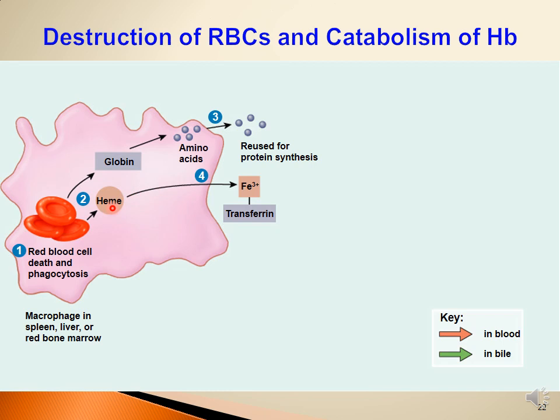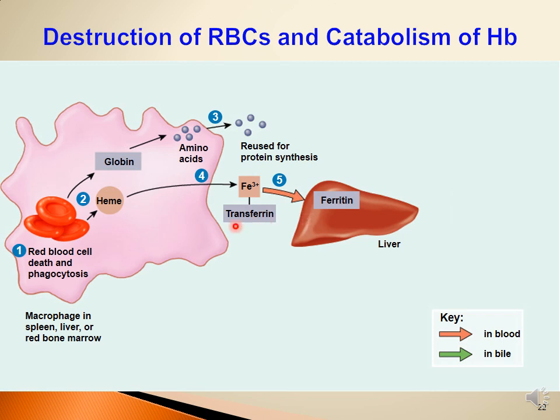From the heme ring, the iron will be removed from the center. It will be converted to ferric iron. Ferric iron will be released from the macrophage and will be carried by one of the plasma proteins called transferrin. Iron cannot be transported as free iron in the plasma. It should be carried by a plasma protein called transferrin. Transferrin will take the iron to the liver, where it can be stored bound to a storage protein called ferritin that is present in the cytoplasm. Or transferrin can transport iron to the bone marrow for the production of new hemoglobin.